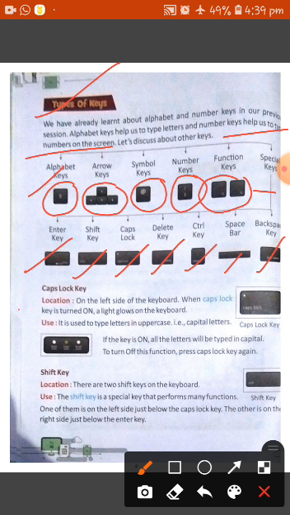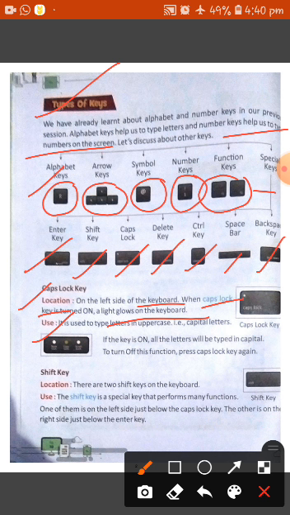Now talking about caps lock key. So where is it present on the keyboard? It is located on the left side of the keyboard. We see the caps lock key on the left side of the keyboard. When caps lock key is turned on, a light glows on the keyboard. So what is it used for? It is used to type letters in uppercase, that is, in capital letters.